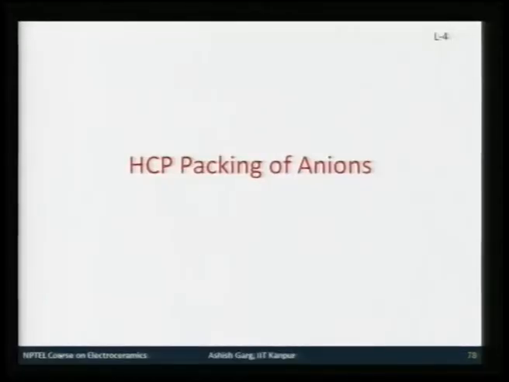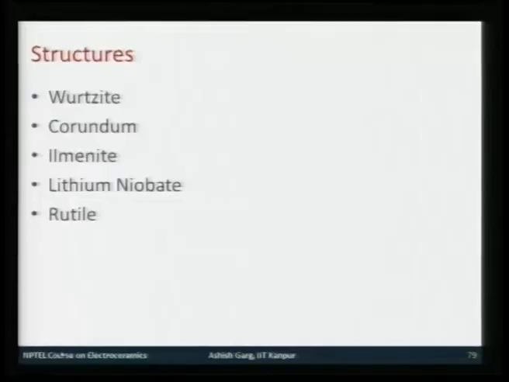Now we will look at the structures which are based on HCP packing of anions. So here anions, typically oxygen, make an HCP lattice, and cations occupy either tetrahedral or octahedral sites depending upon the radius ratios. So the first structures in this series are Wurtzite and Corundum. Wurtzite is your typical zinc oxide kind of structure.